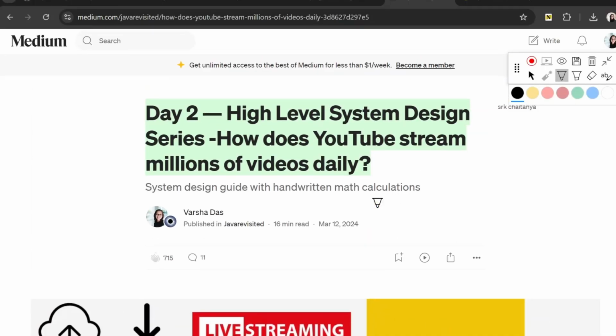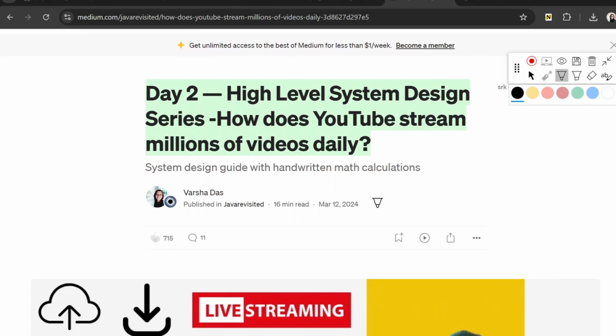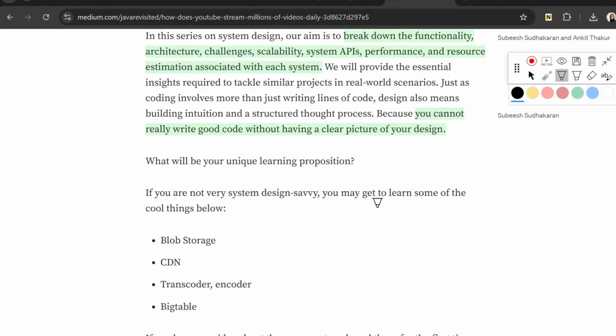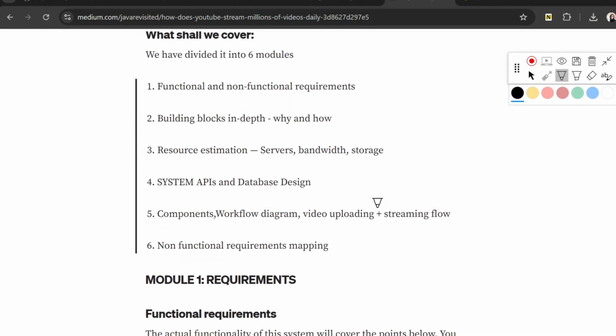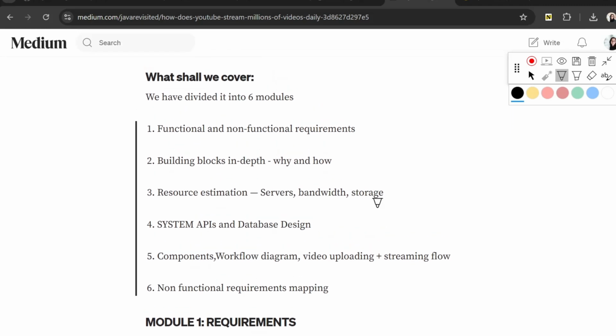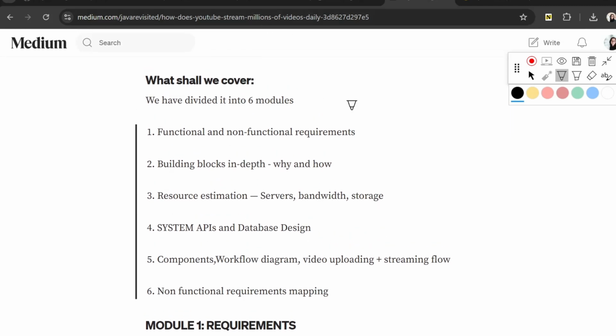So this is the article which I had written on Medium on the system design of YouTube. How does it stream millions of videos daily? Now using this as a source, I'm going to show you how while writing this article, I made notes of this entire case study. So whenever you sit for making notes, always try to remember you have to try to divide it in certain blocks. For example, I've divided this into 6 modules.